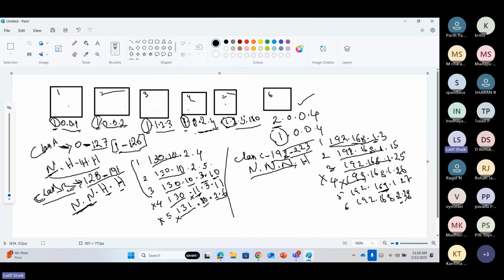So you have to check all three octets. All three octets must be the same in Class C. In a Class C type of network, all these three must be the same. Then only they will communicate with each other.